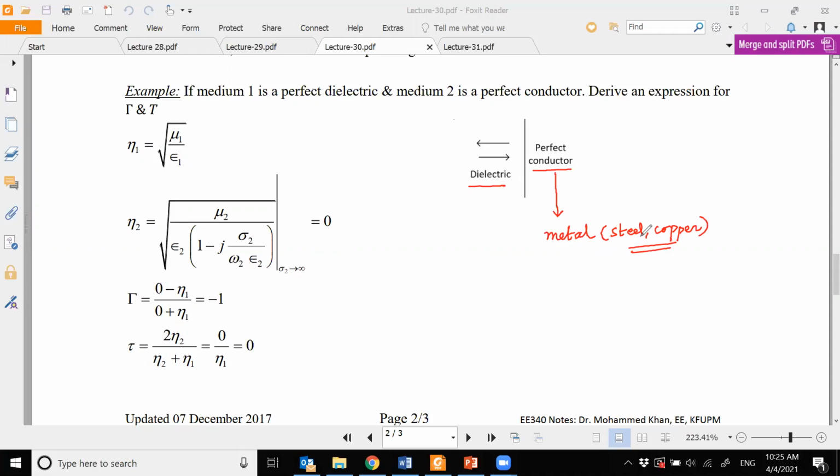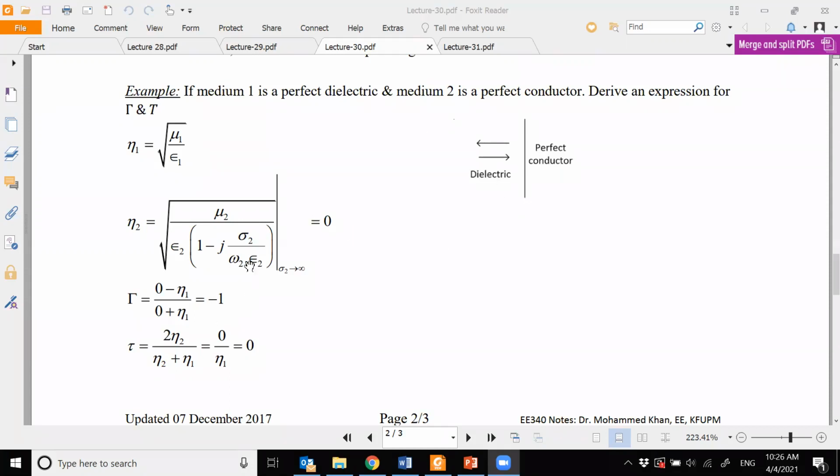Then what will happen? Your electromagnetic wave is coming and hitting a perfect conductor. Will the electric field go inside this perfect conductor or not? What do you expect? Because we have seen the properties of a conductor in electrostatics. Do you expect the transmitted electric field to be there? No, it will not be there. You're right. The electric field cannot exist inside the conductor.